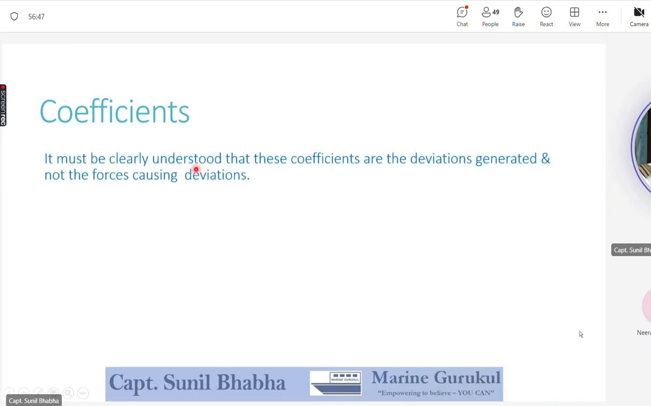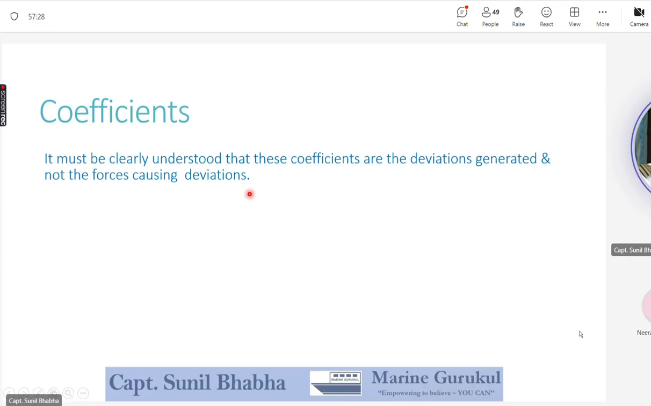Now, it must be clearly understood that these coefficients A, B, C, D, E are the deviations generated and not the forces causing the deviations. The forces which are causing the deviations are permanent magnetism of the ship, broken down into 3 components: fore and aft P, outward ship Q, vertical R, and the induced magnetism of the ship in HSI, horizontal soft iron fore and aft, in outward ship HSI, and in vertical soft iron. These are the forces which are generating the deviations.